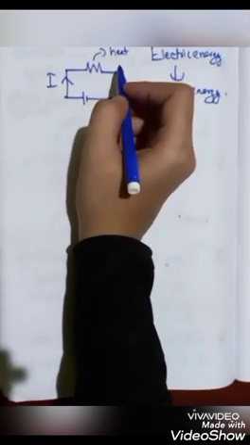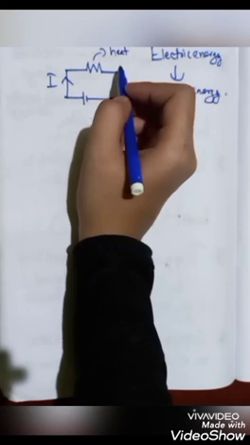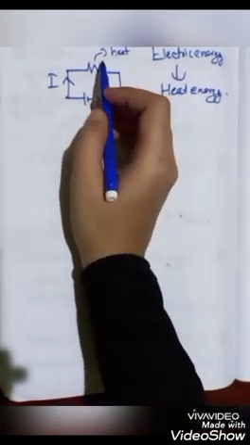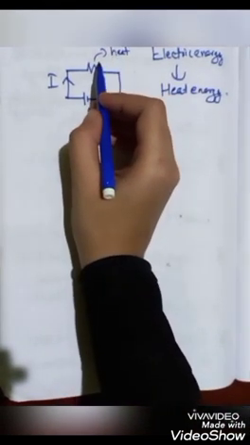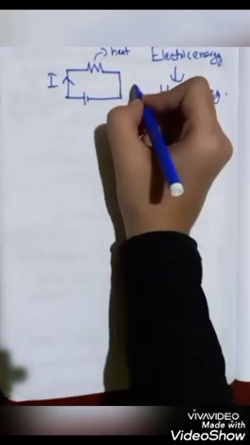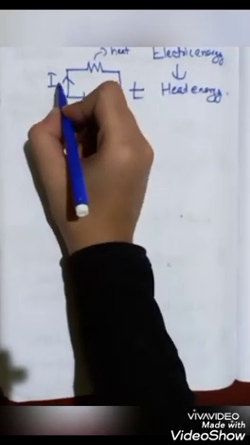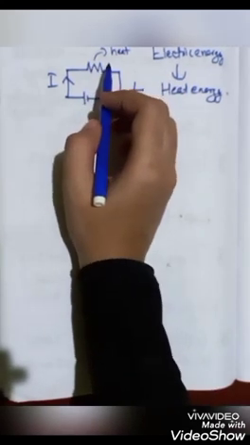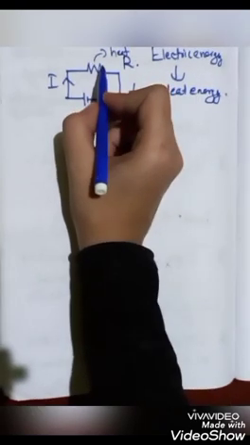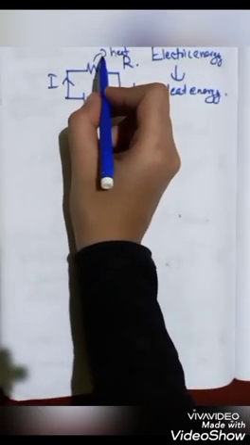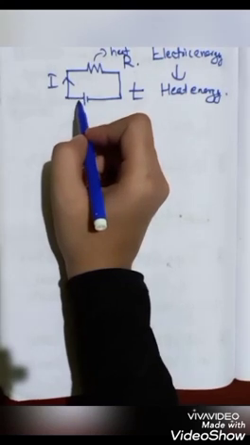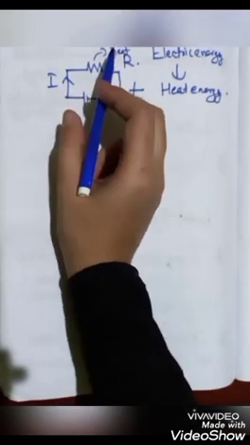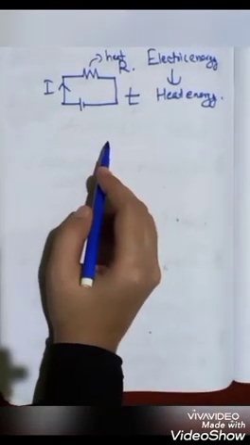Here our motive is to calculate how much amount of heat H gets produced in the time t when current I flows through this. That is, for a resistor of resistance R, how much amount of heat is produced in time t of an electric circuit carrying electric current I. Okay, there is an equation for this.